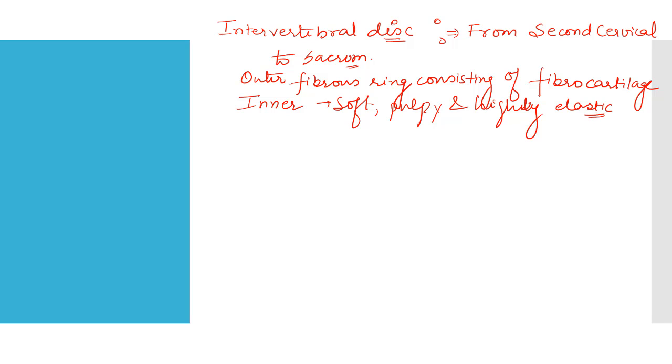Okay. The disc basically forms strong joints and it also helps to permit different types of movements of the vertebral column and absorbs vertical shock. Okay. The vertebral formula is C7, T12, L5, S5, and C4.